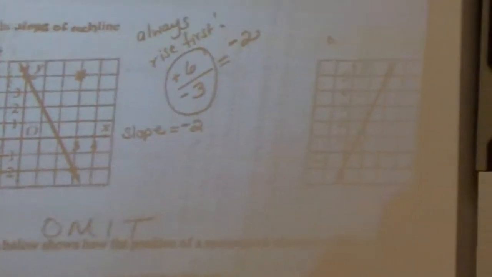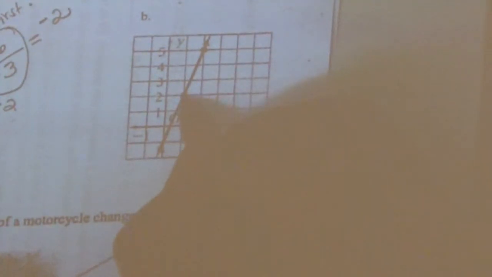For letter B, we're going to do the same thing again. I'm going to start with the point down here, the lowest one. You can start with the other one too, it doesn't matter. You're just going from point A to point B. From this point, I have to move up 1, 2, 3. So that's a positive 3.